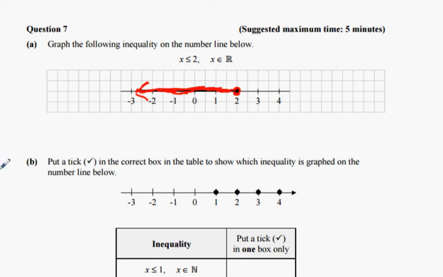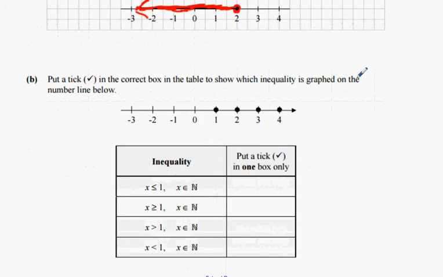There we go. Put a tick in the correct box to show which inequality is graphed on the number line. Well, what we can see here is that it's 4 or smaller, or less than 5, one or the other. Or another way of looking at it is, if you look at these answers here, it's greater than or equal to 1, or greater than 0. It's not R because it's not shaded in. So it's going to be X greater than 1, X element N. This one here.